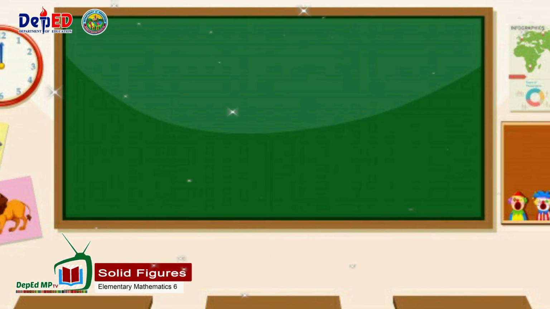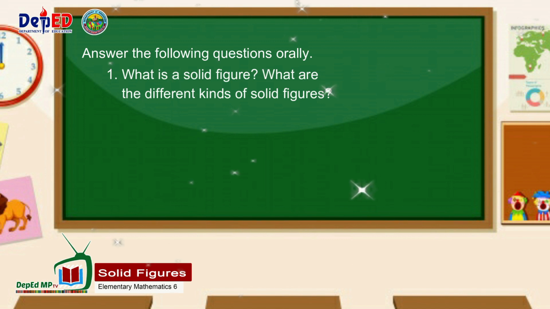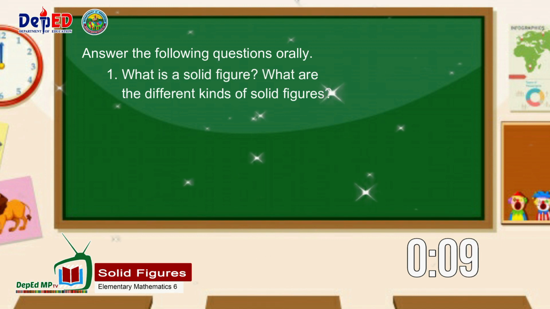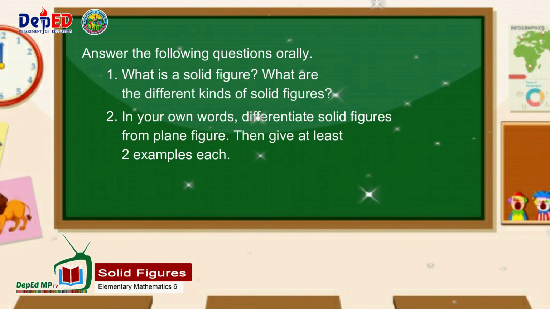Now that you have differentiated plane figures from solid figures, let us check what you have learned. Answer the following questions orally. First, what is a solid figure? And what are the different kinds of solid figures? Next one. In your own words, differentiate solid figures from plane figure. Then give at least 2 examples each.